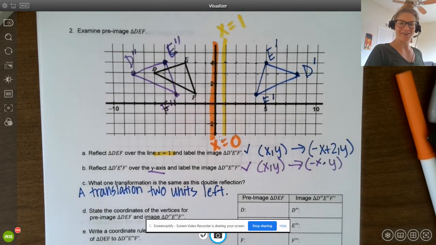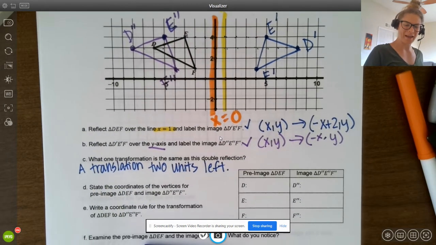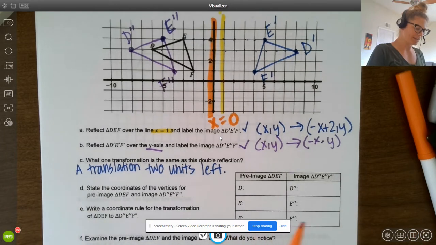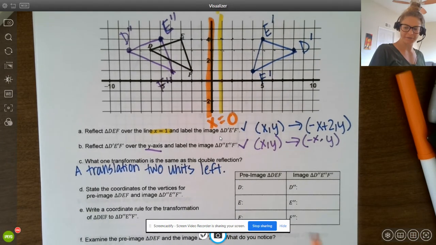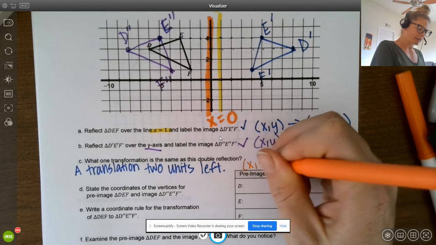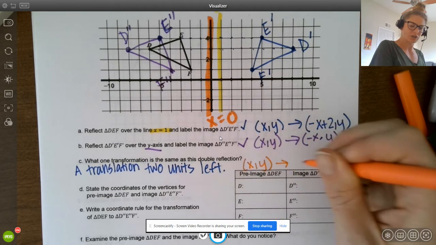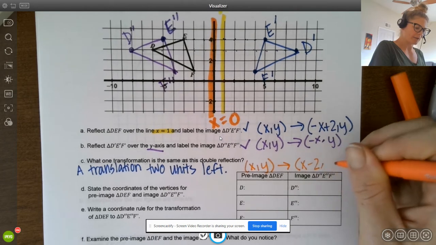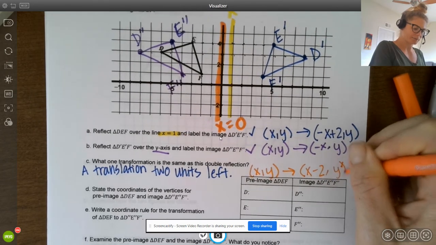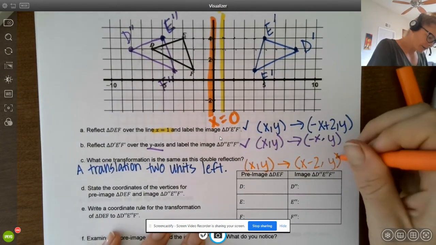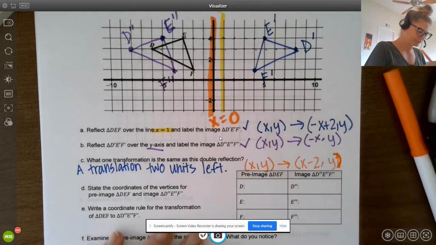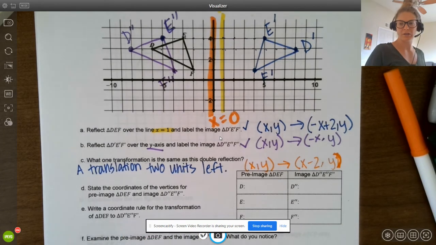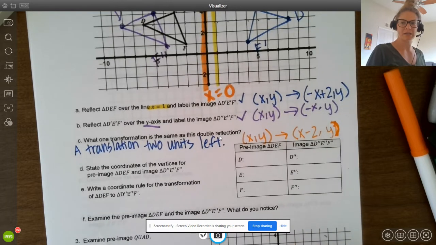And for this last one, do you have an idea of what that coordinate rule is going to be? A translation of 2 units left? Now it's going to take xy, and since you're only changing to the left, we're going to take 2 away from the x value and keep the y value. So that is your mapping. It's also called a coordinate rule or a mapping, not to be confused with a mapping like a relation with a function.